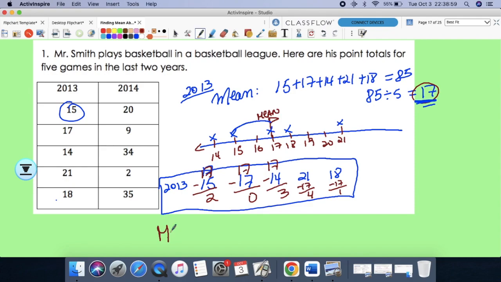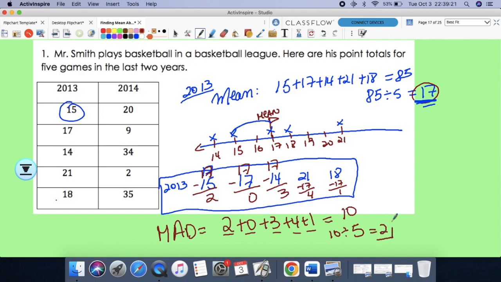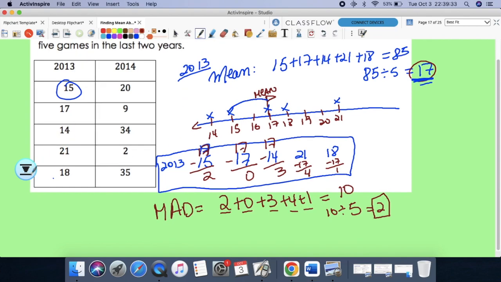What's the next step? Now we're going to find the MAD. We do 2 plus 0 plus 3 plus 4 plus 1, which is 2, 5, 10. And then we do 10 divided by 5. And the MAD is 2. It's a very, very small number because they're really close to the mean. Okay, let me do 2014.